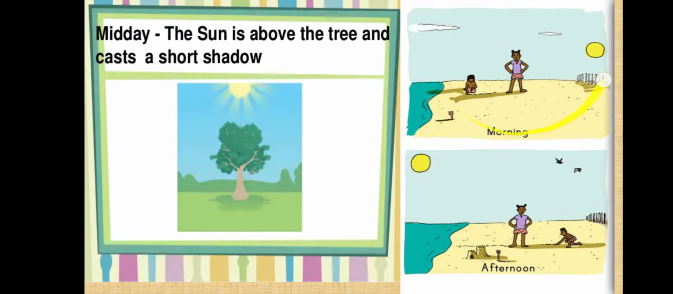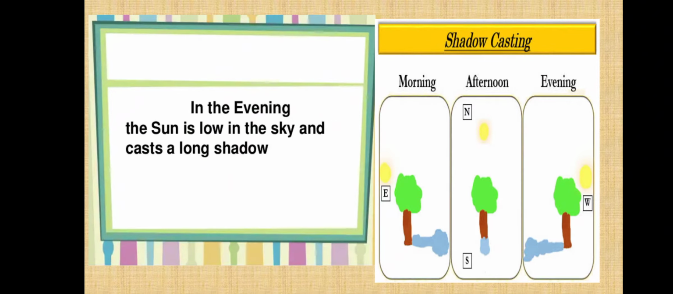So in the morning, when the sun rises in the east, you have the shadow facing towards the west. And in the afternoon, that is, when the sun is about to set, the shadow is facing towards the east. And in the evening, the sun is low in the sky and casts a long shadow.